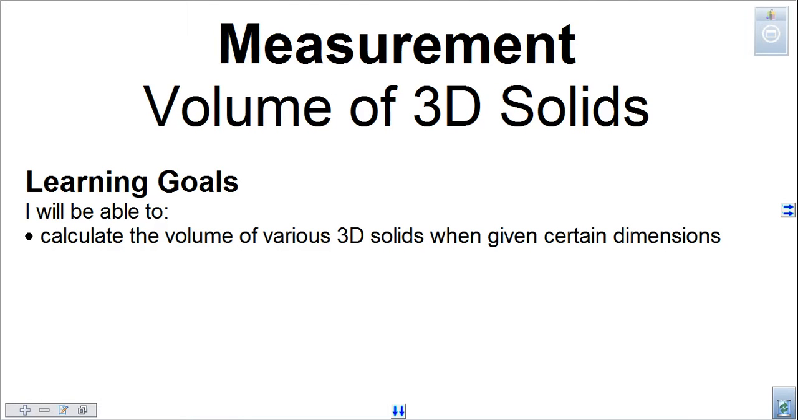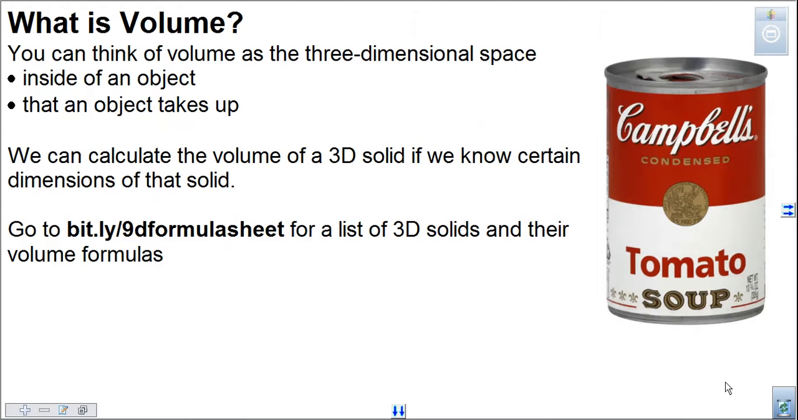Hi everybody, so this video is going to cover how to calculate the volume of 3D solids. So the learning goal is just to calculate the volume of various 3D solids when given certain dimensions. So volume you can think of as a three-dimensional space inside of an object, like inside of this can here, or that an object takes up in a room. So it's basically like a three-dimensional space.